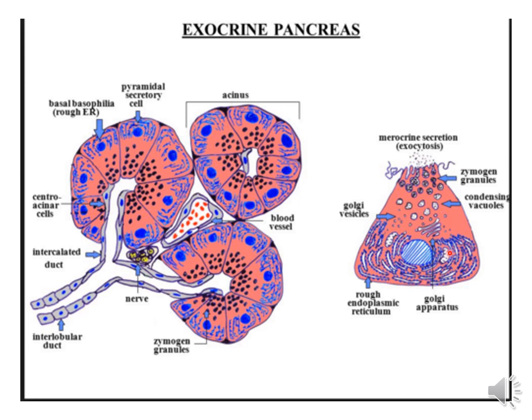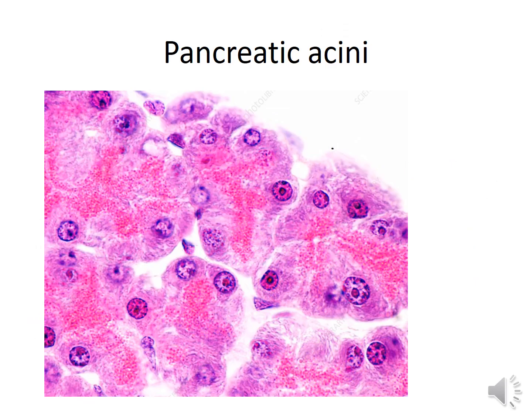In the apical part of these serous acini, you can see the zymogen granules, the secretory granules, which contain the pancreatic enzymes. The zymogen granules of the acinar cells of the pancreatic acini contain a number of digestive enzymes. So these are the zymogen granules.